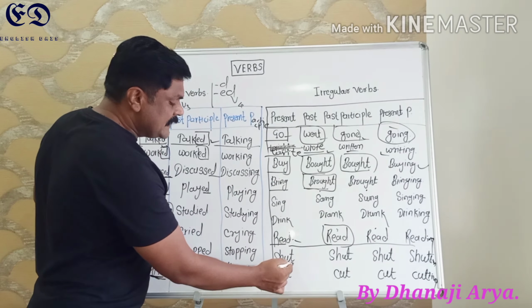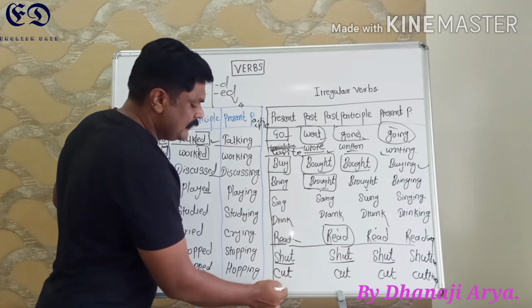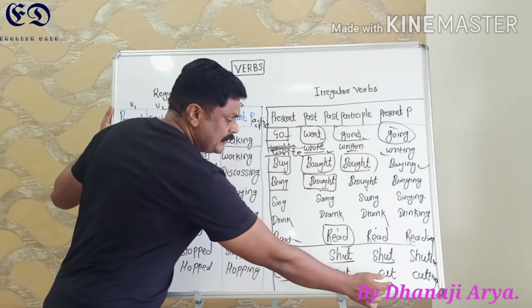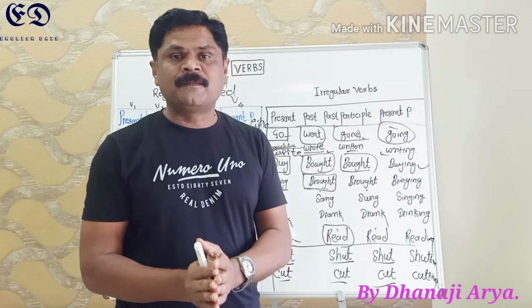Now then shut, common, same is going to be there. Shut and shut. Then cut, cut, and then the cut, you know. So, such are the different forms of the verb.